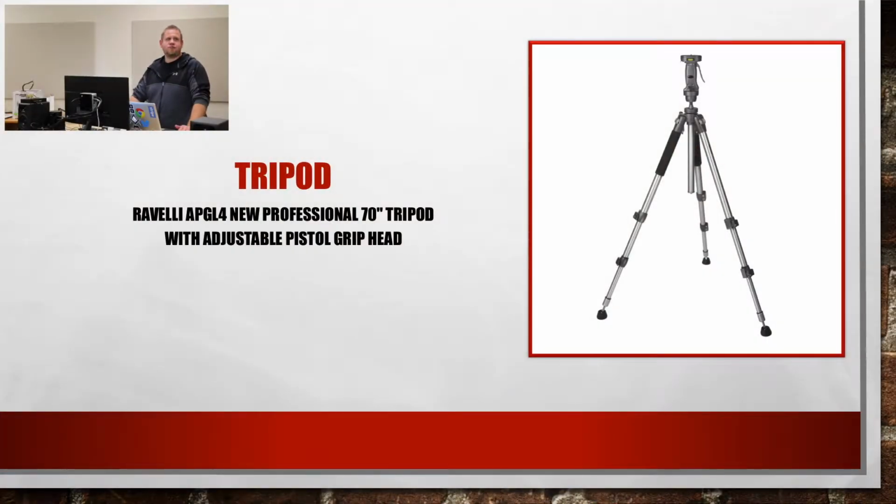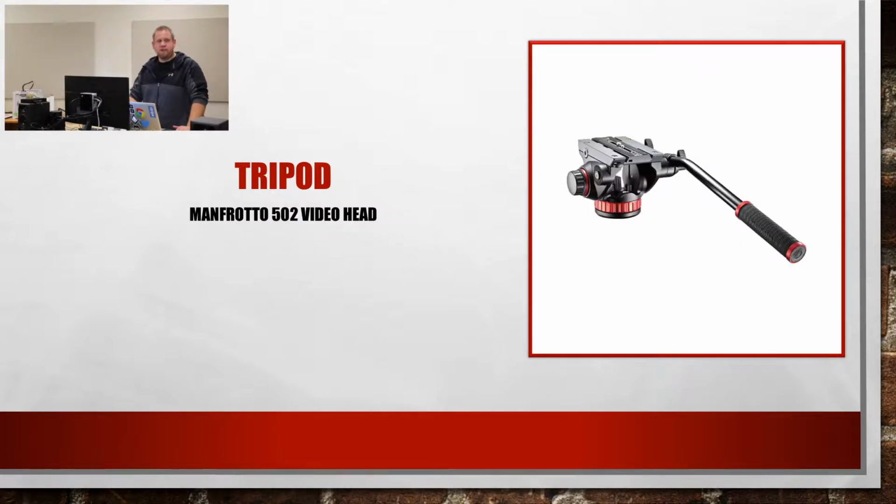Some basic stuff. The tripod we're using is a Ravelli professional 70-inch tripod with adjustable pistol grip head. But we don't use the pistol grip head. That's for photographers who want to take photos and turn the camera sideways. They can do that with the pistol grip without having to take it off of the tripod. What we have is a Manfrotto 502 video head. This is called a fluid video head. It actually has a very nice slow motion, so you can do pans up and down, left and right with it.